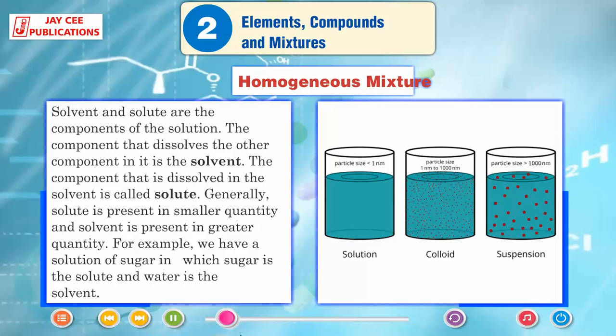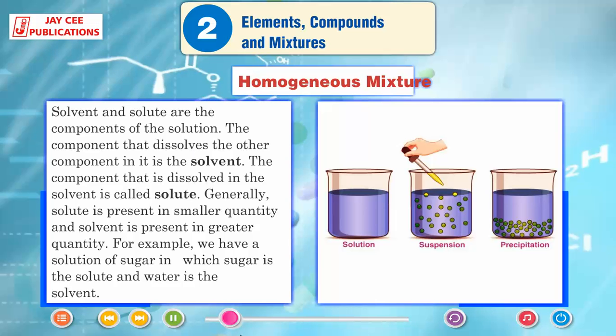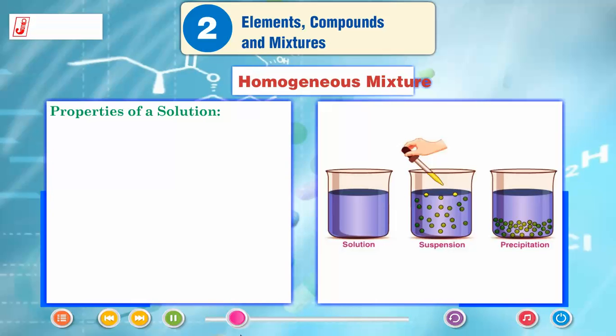Solvent and solute are the components of the solution. The component that dissolves the other component in it is the solvent. The component that is dissolved in the solvent is called solute. Generally, solute is present in smaller quantity and solvent is present in greater quantity. For example, we have a solution of sugar in water in which sugar is the solute and water is the solvent.